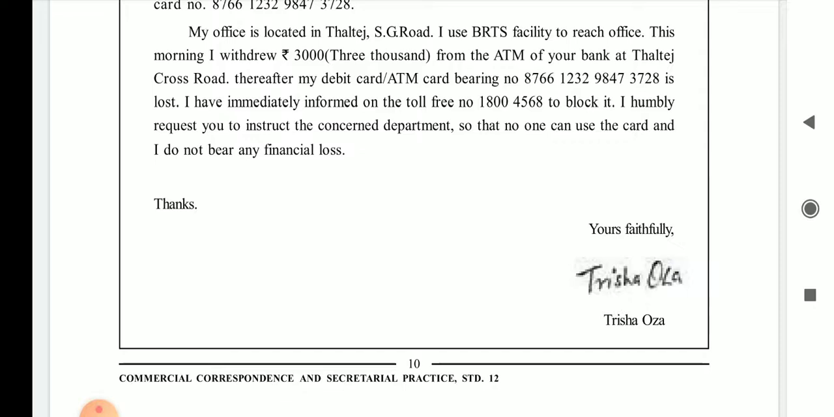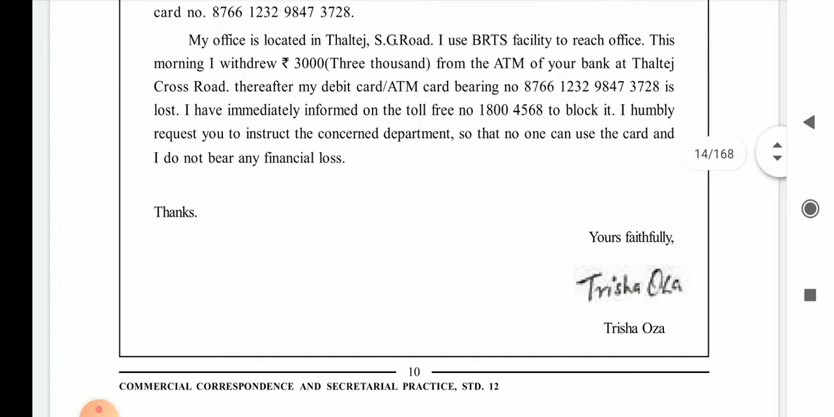That means here the lady told that she immediately informed on the toll free number 18004568 to block her debit card ATM card number 8766123298473728. I humbly request you to instruct the correspondent department so that no one can use the card and I do not bear any financial loss.